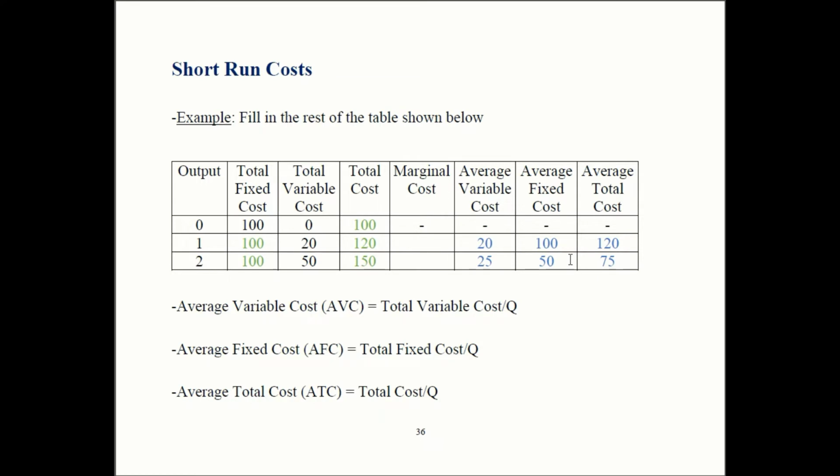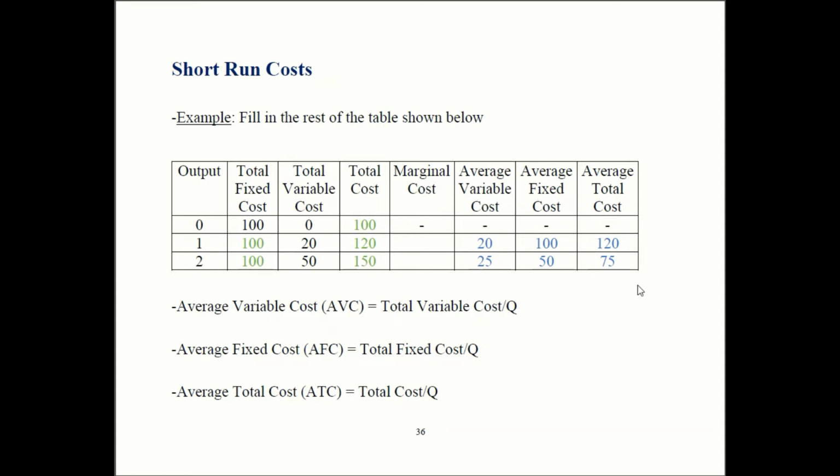All right, average total cost. We have to take this total cost column and divide it by output. So don't divide by 0, so this one's a blank. 120 divided by 1 is still 120, so that goes here. 150 divided by 2 is 75. So that's where this number is coming from.